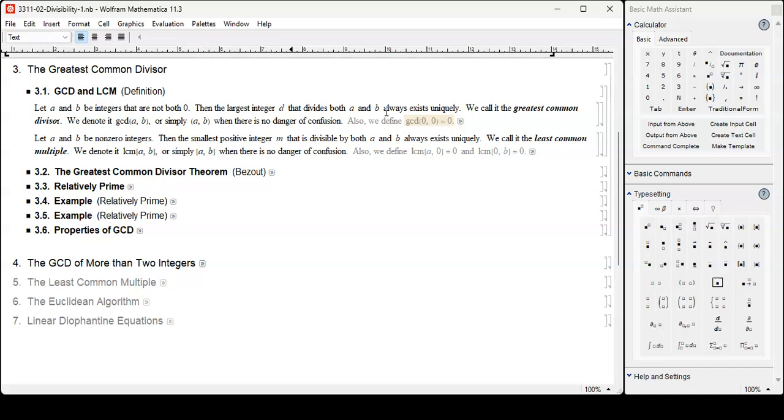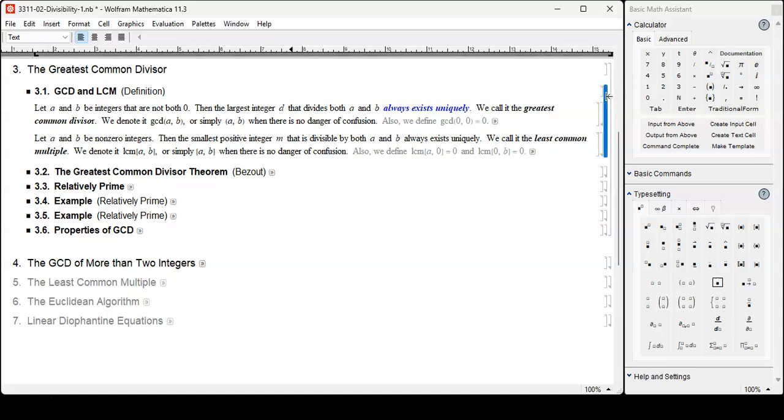What is a big deal then? This one right here, which I'm highlighting in bold right now. The largest integer that divides both A and B always exists uniquely. We must prove that. And after that, and only after that, we can properly define the greatest common divisor. Consider, you're trying to define something, but that something may not exist. Well, nothing will make sense. So we have to prove this in order to have a well-defined concept of greatest common divisor.